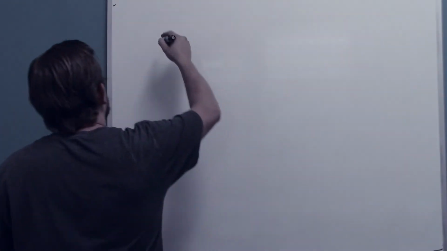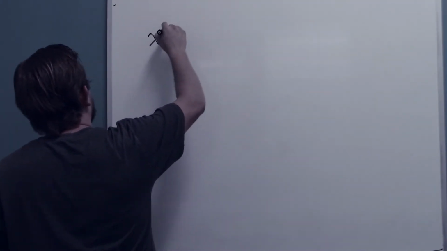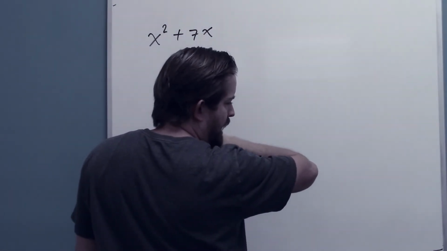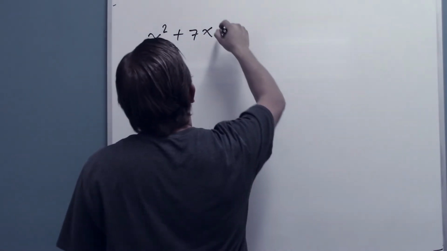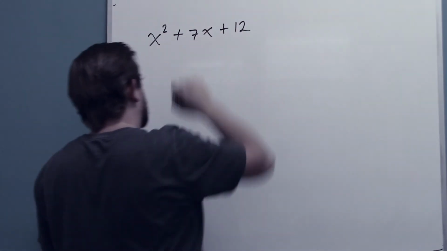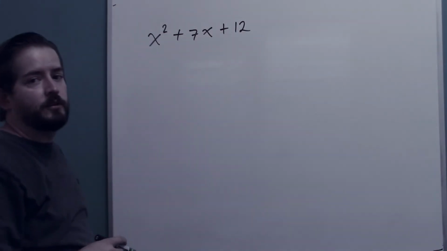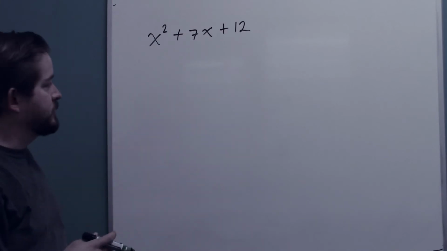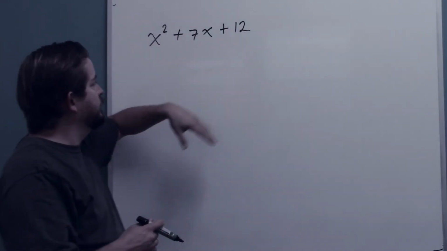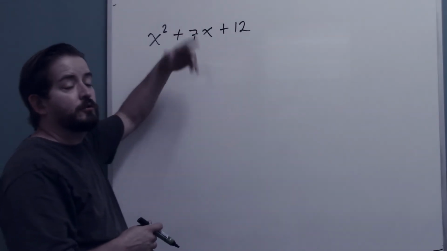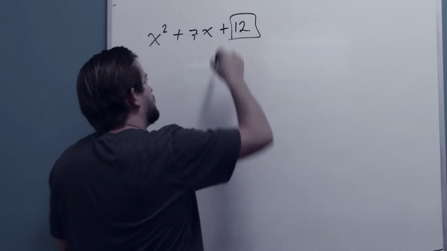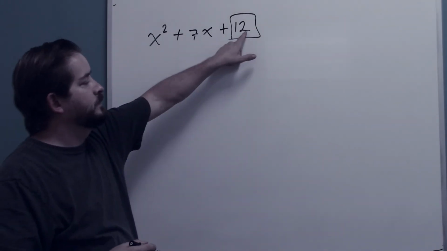Let's say I have, let's do this, x squared plus 7x plus 12. And we want to factor this into two binomials, right? Well, we can do that here. So let's take a look and figure out what this 7x should have come from. And to do that, I'm always going to look at this last number, right?